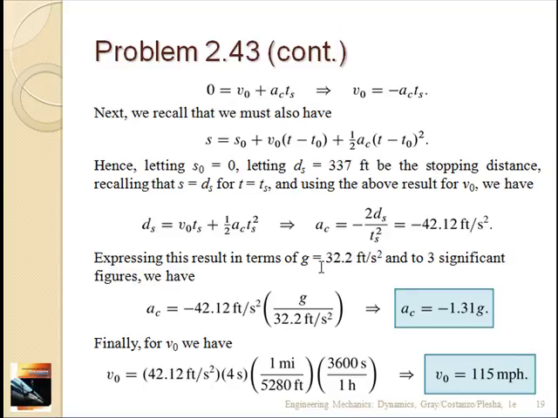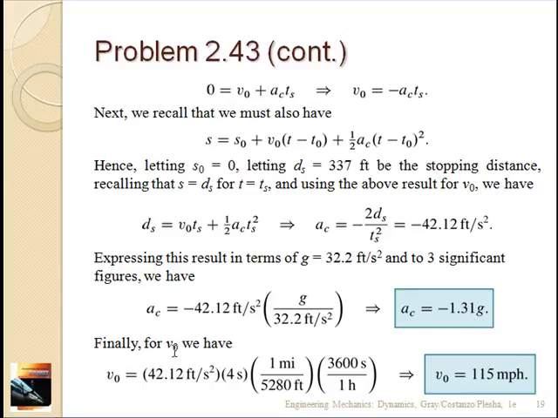Now G is 32.2 feet per second squared, so we can use that to do this little conversion. The acceleration is minus 1.31 G. So we're getting 1.31 G's, and it's negative, which means we're decelerating. The acceleration is pointing back behind our velocity vector, in the opposite direction. It's negative because we're slowing down. So that makes sense.